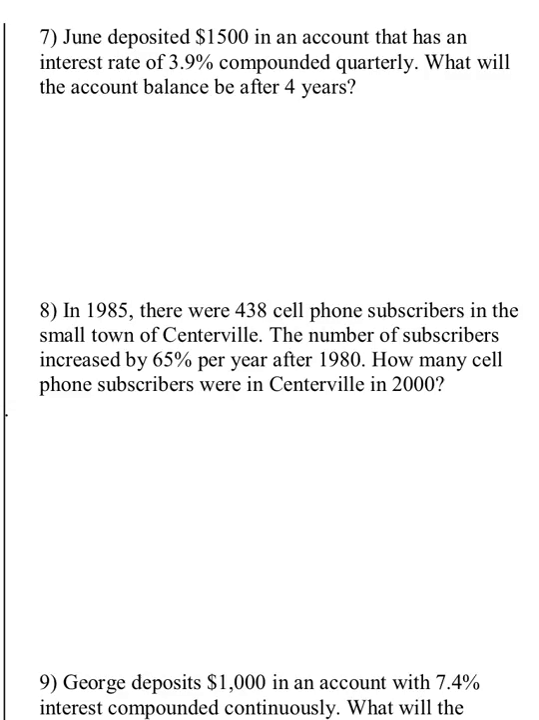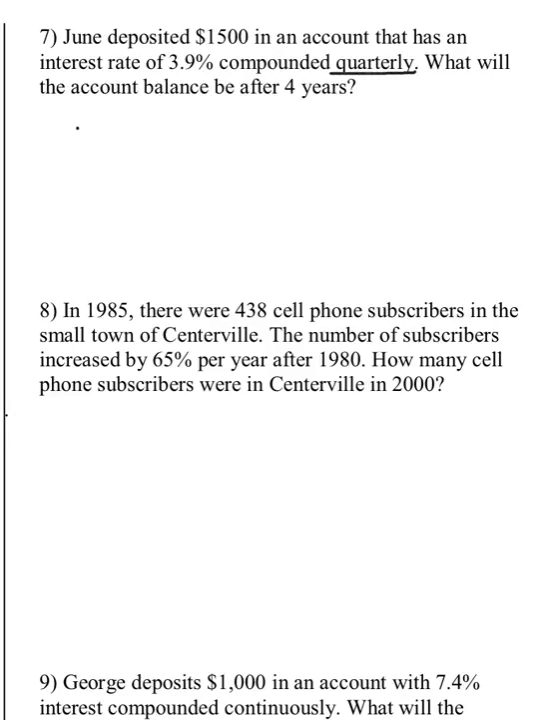All right, the next problem we have, number 7, is a word problem. It's a financial problem, and we're going to use our exponential formula to solve this. June deposited $1,500 into an account that has an interest rate of 3.9% compounded quarterly. Okay, so this is a compounding problem, so I'm going to use my compounding formula.